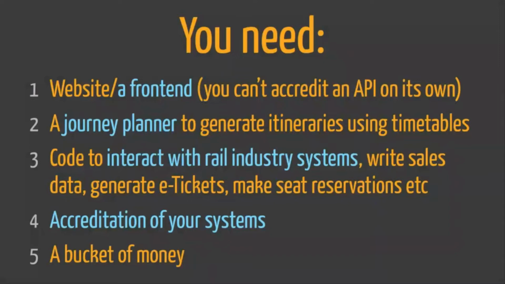You'll need something called a journey planner to help come up with itineraries for your customers' journeys. I'll cover these in a little bit more detail shortly. And you'll also need to write quite a bit of code to interact with a variety of industry systems. You'll need to write sales data, generate e-tickets in PDF form, or for Google Pay, Apple Wallet. You might want to make seat reservations. There are a whole host of industry systems that you need to talk to sell a ticket and ensure that your customer can travel on the UK rail network.